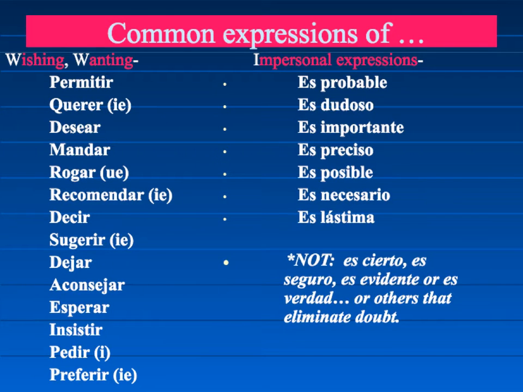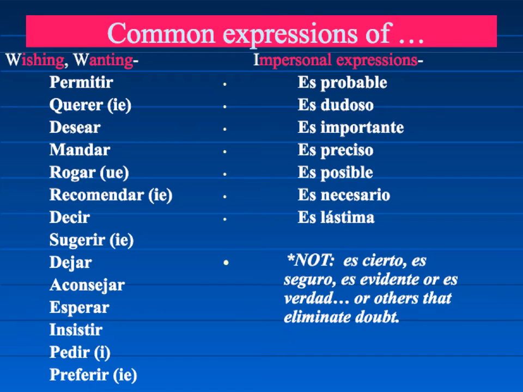Here are some verbs that express wishing and wanting, and they are verbs that you've worked with before. So if I'm going to use I permit you to come, permitir, I want him to leave, querer, wanting, desiring that someone do something, mandating that you do it, beg, rogar, recomendar, to recommend that you do it is my will, okay? If I tell you to, if I suggest that you do something, if someone allows you to do it, dejar can mean to allow.